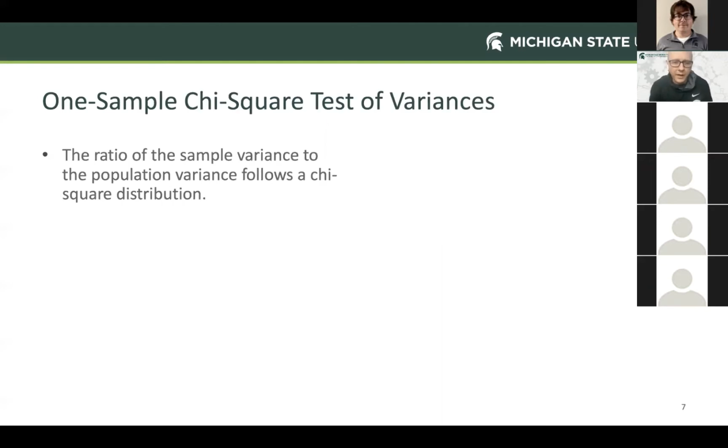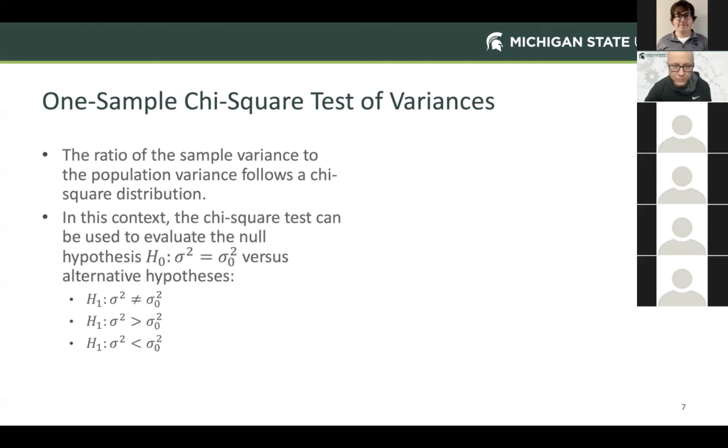Okay. And so in this case, the ratio of this, if we take a sample variance and compare it to the population variance from which it is drawn, that test statistic is going to follow a chi-square distribution, okay? So in this context, what we're basically going to do is use the chi-square test to evaluate the null hypothesis that the variance of some population of interest, so sigma squared, which is going to be estimated based on some sample data, we're going to assume that that's equal to some reference value of interest.